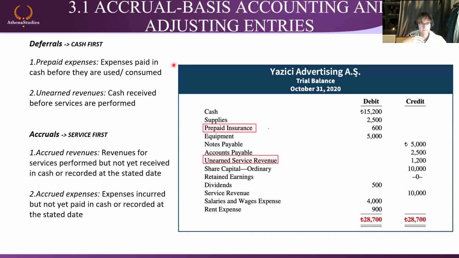Let's say you pay rent ahead of time, right? This is also a prepaid expense. You can't use up that renting time, even if you pay in advance. And that's kind of what a prepaid expense is.